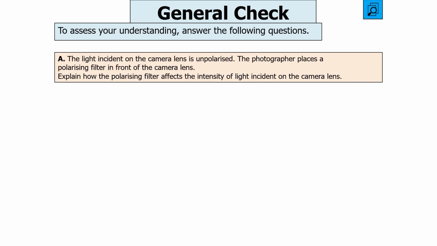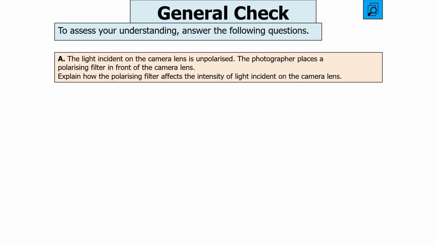The next question says, the light incident on the camera lens is unpolarized. The photographer places a polarizing filter in front of a lens. Explain how the polarizing filter affects the light incident on the camera lens. So pause the video now, then unpause the video when you want to go through your answer.